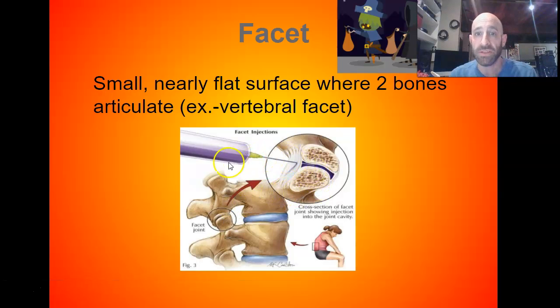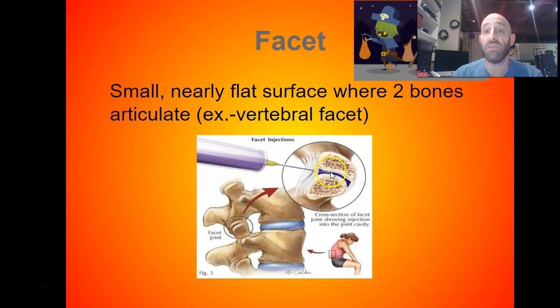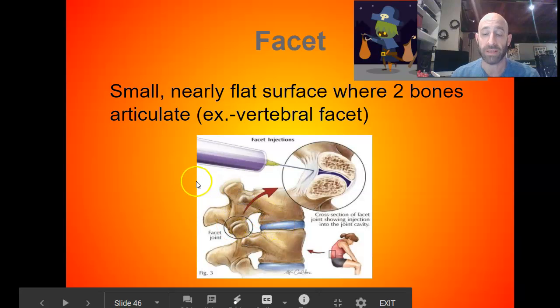So what you're seeing here is somebody getting probably a cortisone shot into there. This is somebody that probably deals with serious back pain. And this will help alleviate that pain by decreasing inflammation. But what you're seeing here is just what the two facets are, where those bones stack together.